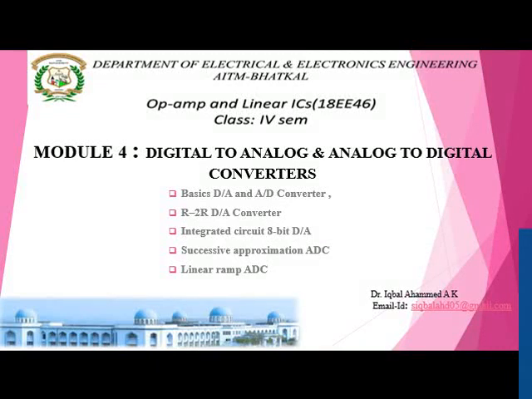Today, in Module 4, we start with the digital to analog and analog to digital converters. There are different sections. One is the basic digital to analog converter and analog to digital converter, and second is the R to 2R digital to analog converter. Another is the integrated circuit 8-bit DAC. Another is the successive approximation ADC. The last one is the linear ramp.